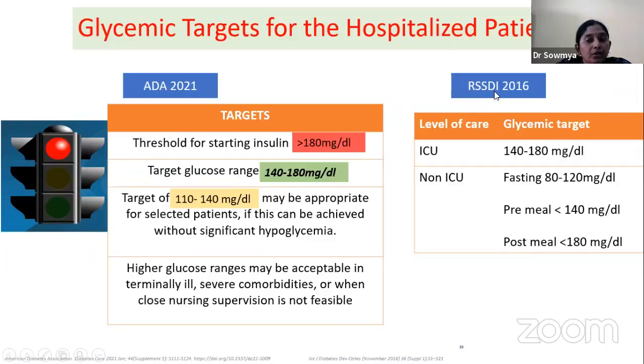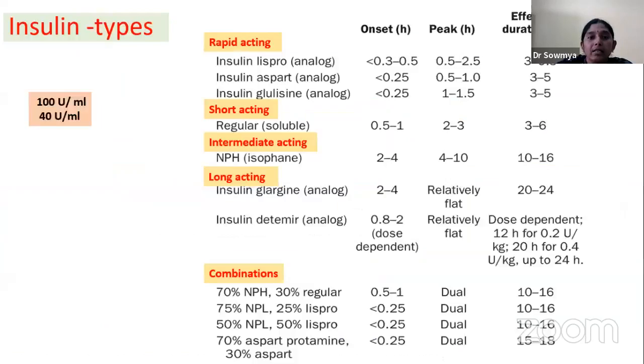According to the Research Society for the Study of Diabetes in India, the glycemic target in the ICU is 140 to 180. In non-ICU, the fasting level should be 80 to 120, the pre-meal value should be less than 140, and the post-meal value should be less than 180. So these are the glycemic targets. So what do you use? Usually we use insulin only in the ICU. We don't go for oral hypoglycemic agents unless the patient is very, very stable.